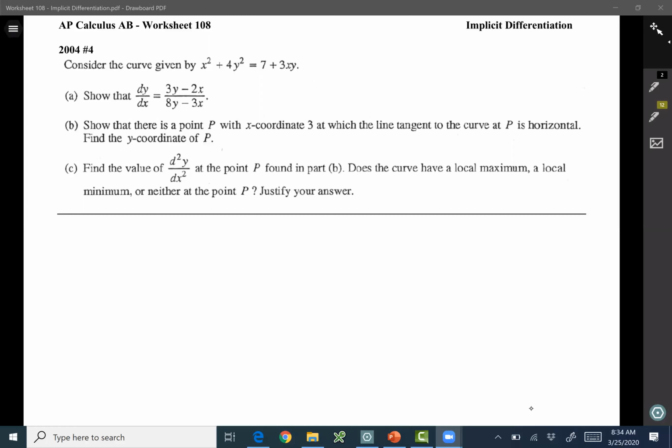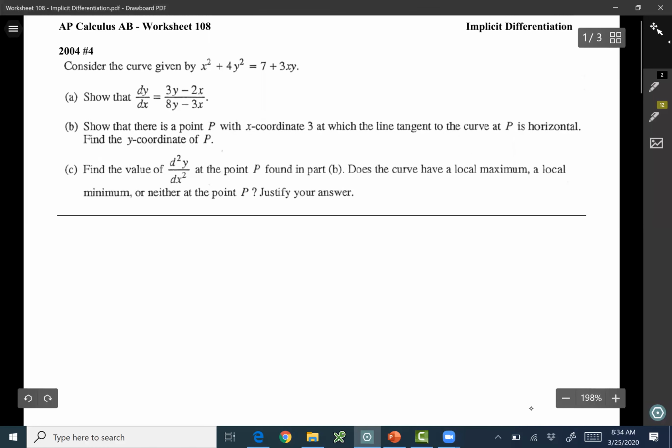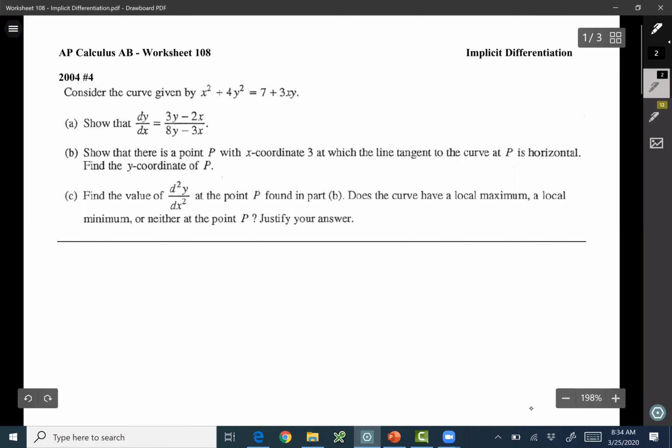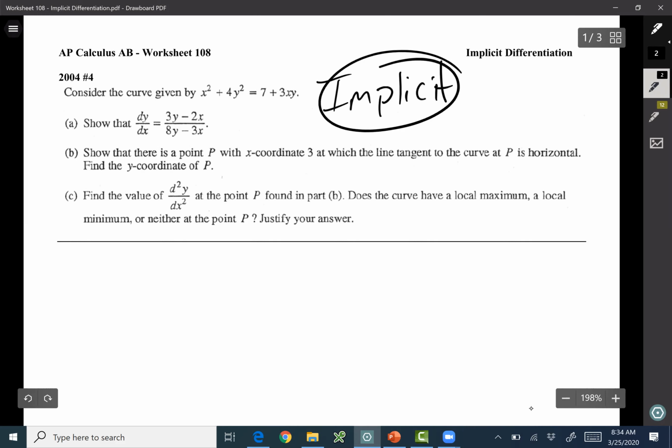So this is implicit today. We're going over implicit derivatives. These have appeared on the AP exam before, but recently they're really not quite as common. So that's just something to be thinking about.